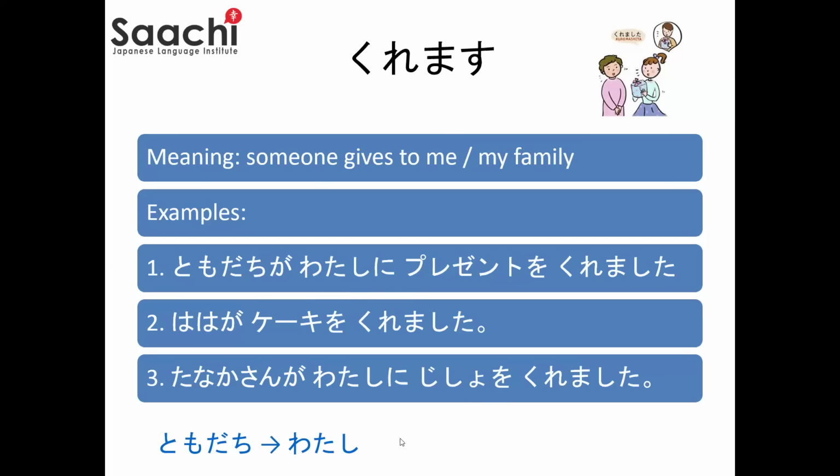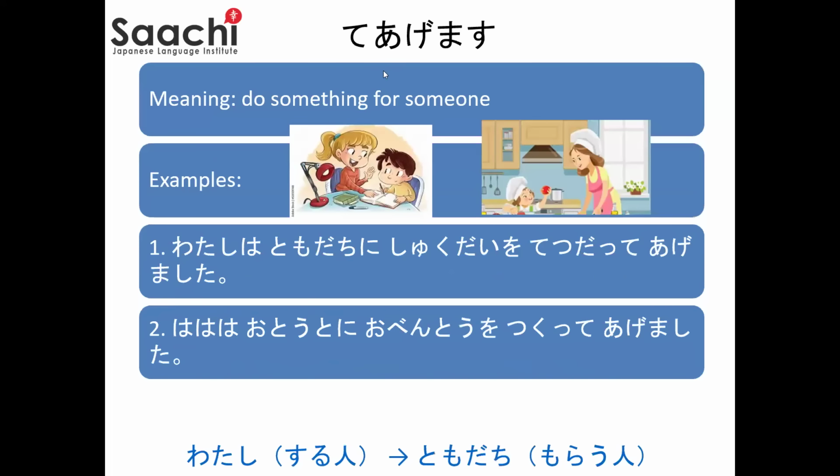So that is kuremasu. Now the same concept of agemasu, moraimasu, kuremasu, we will use with a verb, that is, te agemasu. Now this is you do something for somebody. So in terms of favors or in terms of action you're doing. So watashi is suruhito. I am doing it, and tomodachi is morau hito. So to the friend you are doing something. Just check here. Watashi wa tomodachi ni shukudai o tetsudatte agemashita. You can see the picture here. I am helping my friend with the homework.